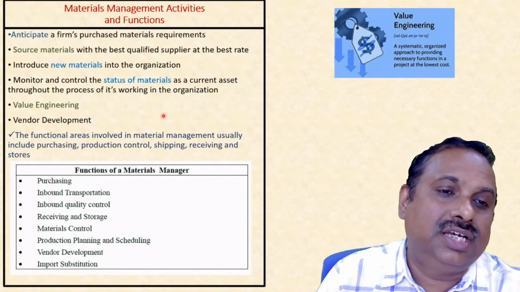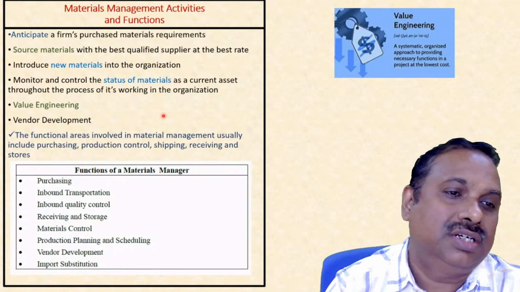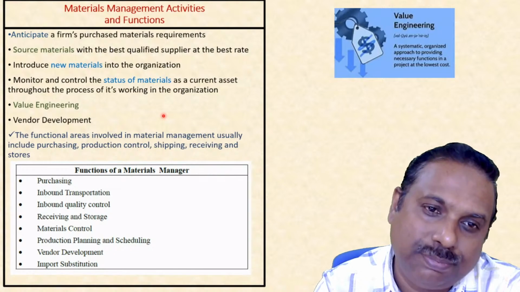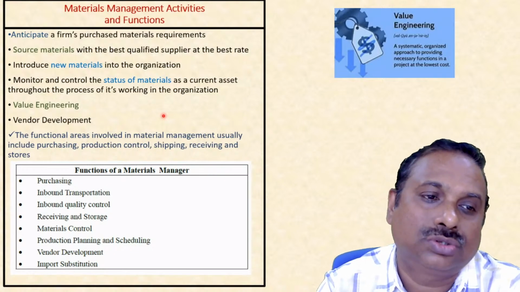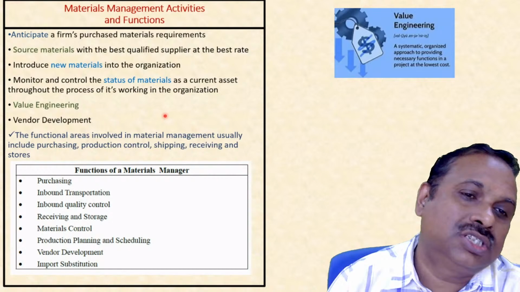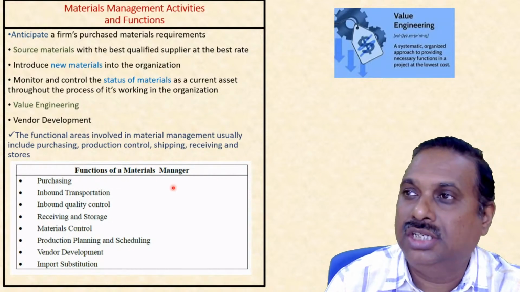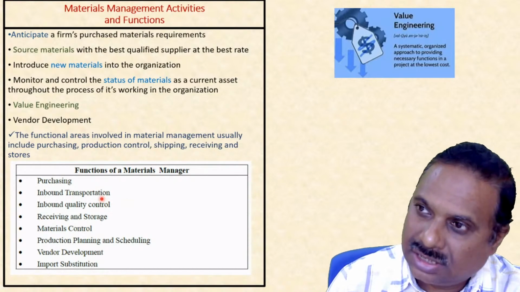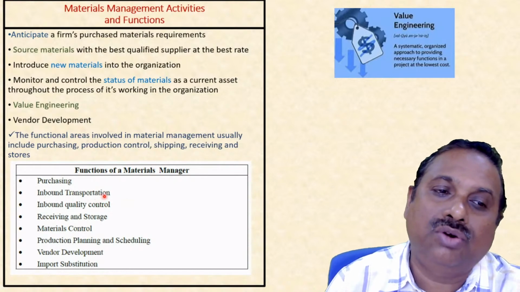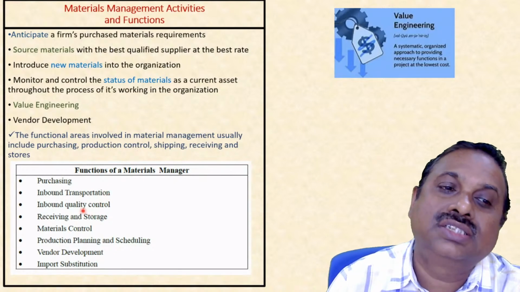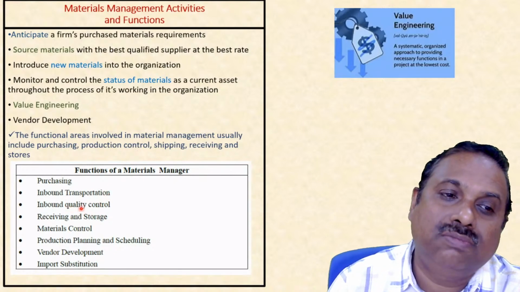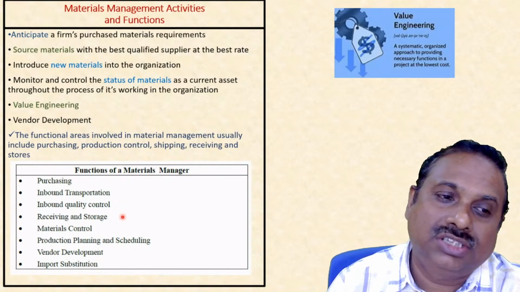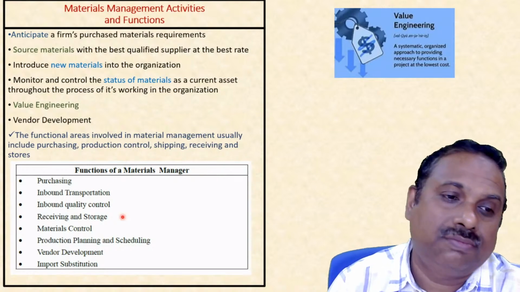So the functional areas involved in materials management usually include purchasing, production control, shipping, receiving, and stores. So the functions of a materials manager we will study in detail. One is purchasing. Next, you receive the material through inbound transportation. Next, you have to check the quality, inbound quality control. Then you receive and storage. Next is material control.